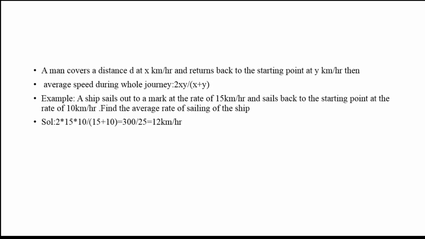One more problem. A man covers a distance d at x kilometers per hour and returns to the starting point at y kilometers per hour. Then the average speed during the whole journey is 2xy by x plus y. If a man is going a particular distance at x kilometers per hour and returning to the same point at y kilometers per hour, the traditional way is average speed equals total distance by total time, but it will take more time. For that purpose we have the formula 2xy by x plus y. We just substitute x and y in the formula and get the answer very quickly and efficiently. Let us understand this formula with an example.